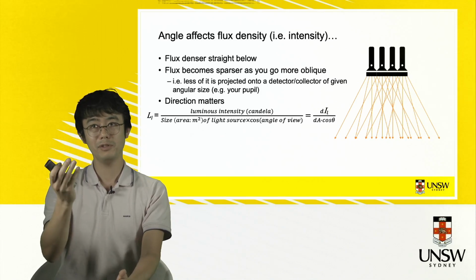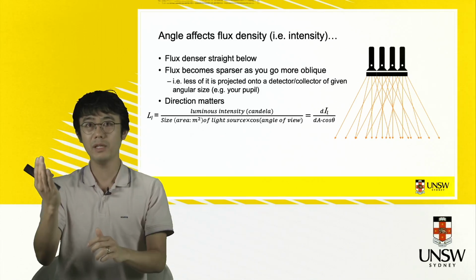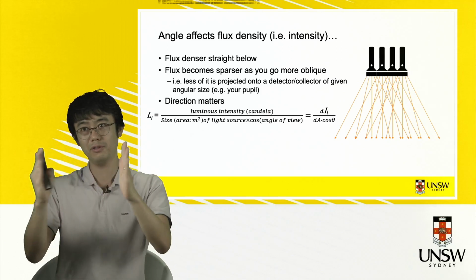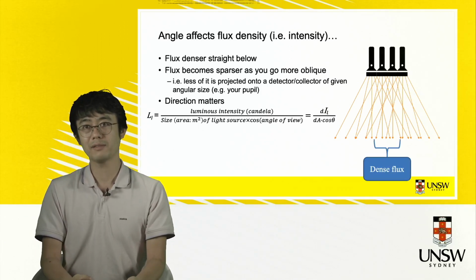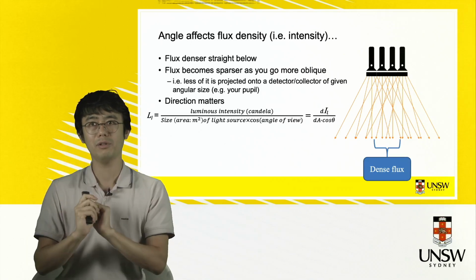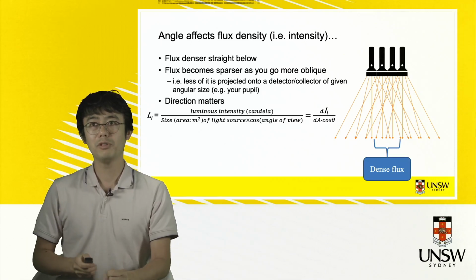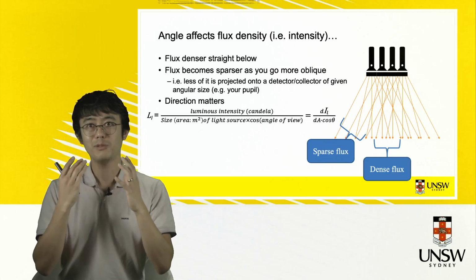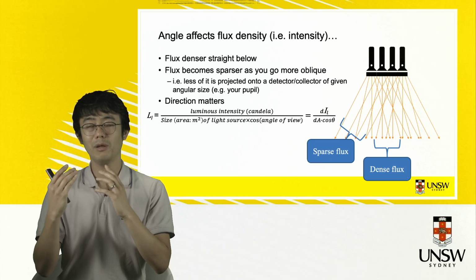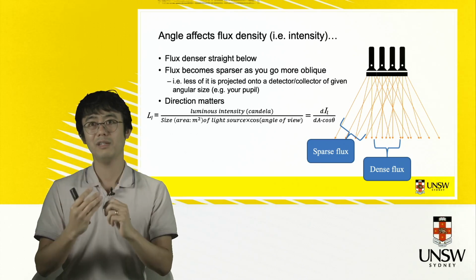So let me show it to you on this diagram here. So here we have our light source, 4 torches. You can see that the density of the flux is very, very dense directly under the torch. But how about to the side at the same distance? You can see the flux is much more sparse. So the beam that you get obliquely is not as intense.